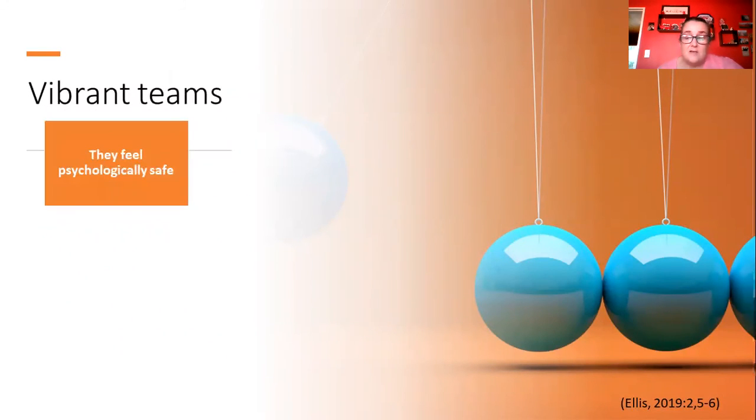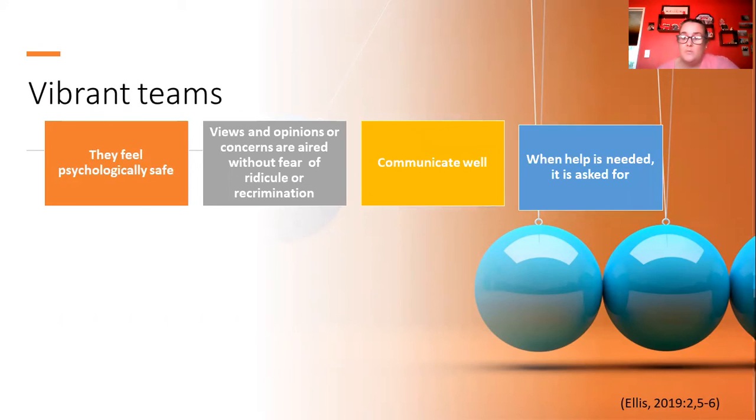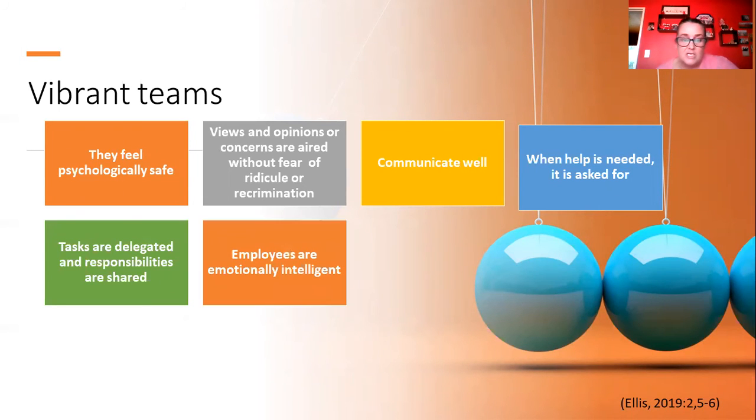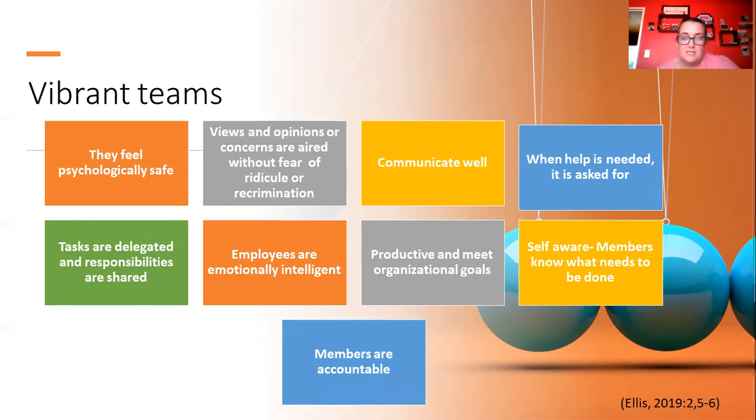Vibrant teams. Vibrant teams feel psychologically safe. Their views, opinions and concerns are aired without fear of ridicule or recrimination. They communicate well. When help is needed, they ask for it. Tasks are delegated and responsibilities are shared. Employees are emotionally intelligent. They are productive and they meet the organizational goals. They are self-aware. Members know what needs to be done, and members are accountable.